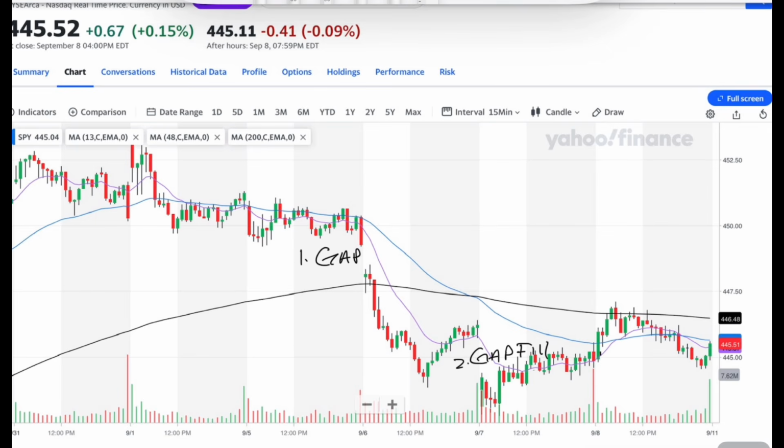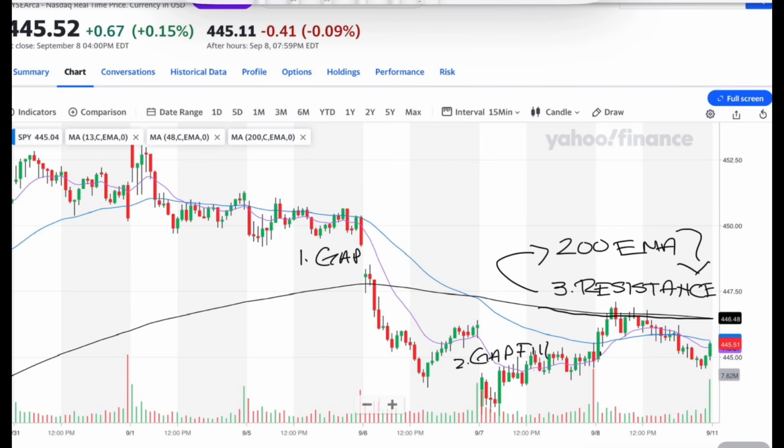Number three, now you should see resistance somewhere along the way. This line equals resistance, okay? And that line happens to be the 200 EMA. You want to know these things on all time frames so that you can begin to make plays off of this. So number three is a 200-day, and that equals resistance.